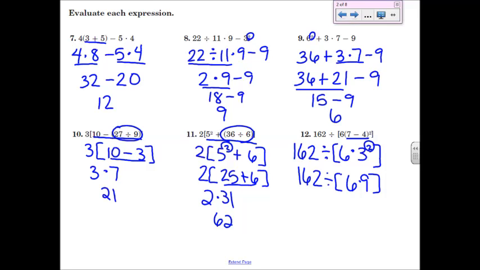And then inside those brackets, the next step is multiplication and division. Guess I don't really need the bracket anymore. Inside those brackets, the next step is multiplication and division. 6 times 9 is 54. And then 162 divided by 54 is the last step, and that equals 3.